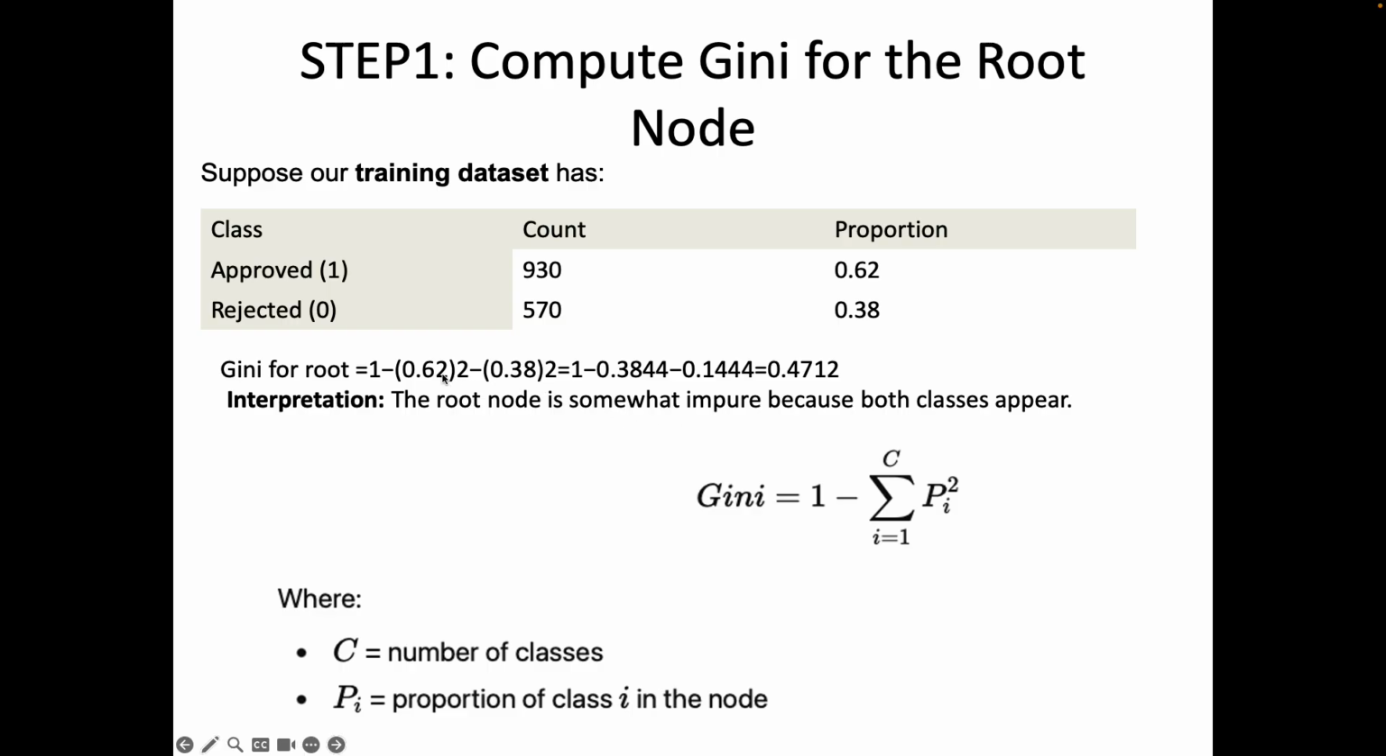So what is the probability of those applications getting approved? 62. So you take the square of 0.62, right? And then you take the square of 0.38, right? And you subtract it from 1. And that gives you what? Gini. So what is the Gini on the first branch? 0.47. That's the Gini on the first branch, right? Here, as you can see.